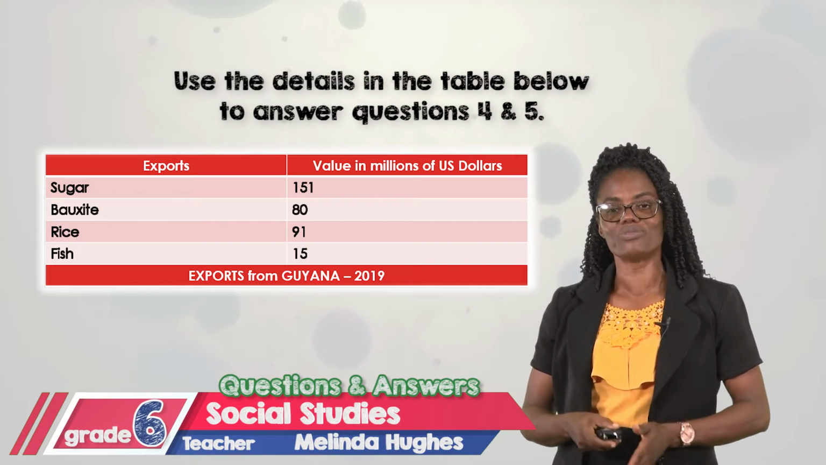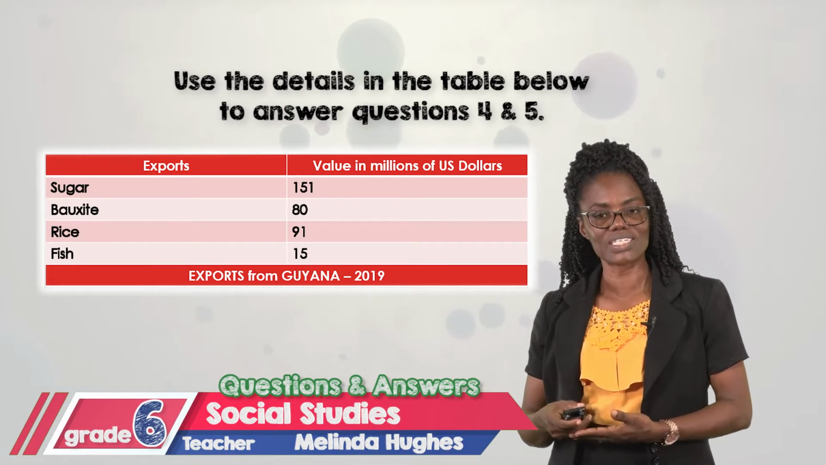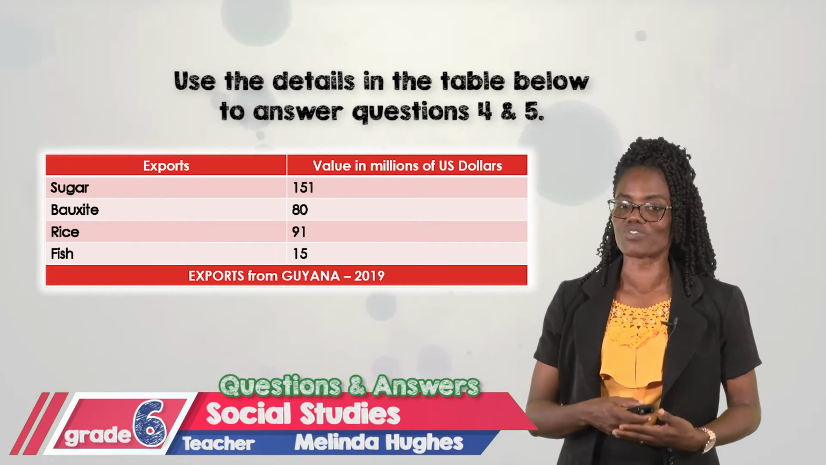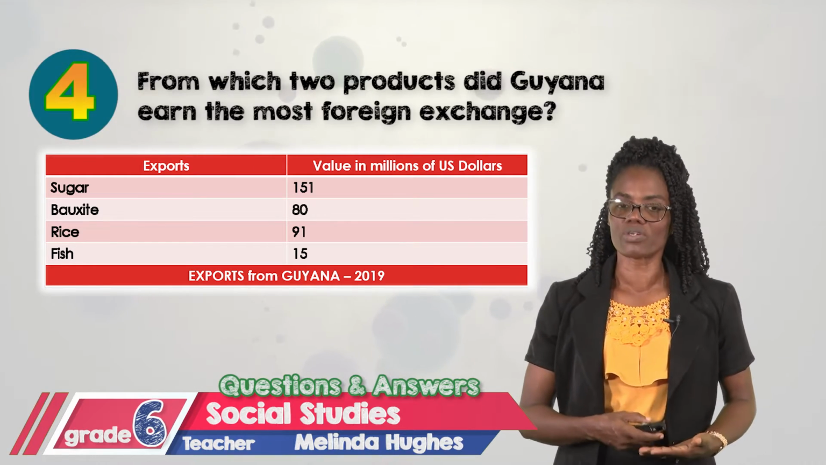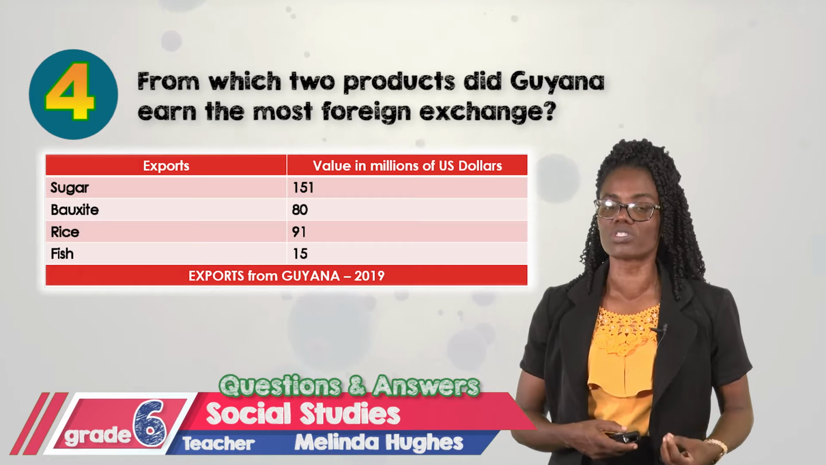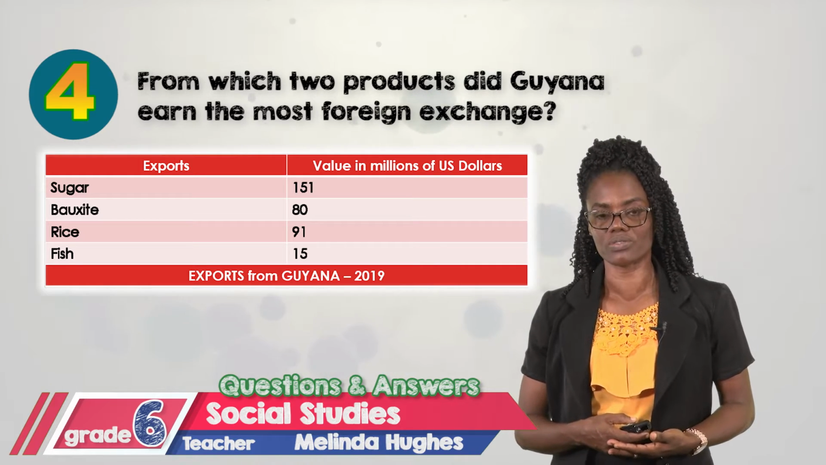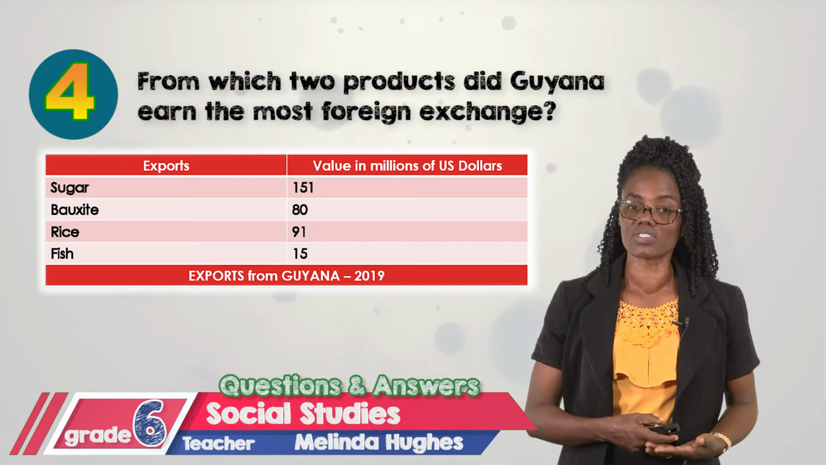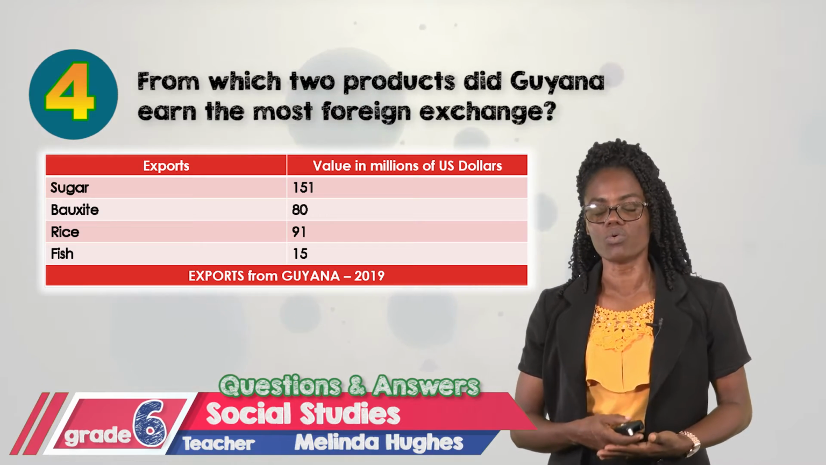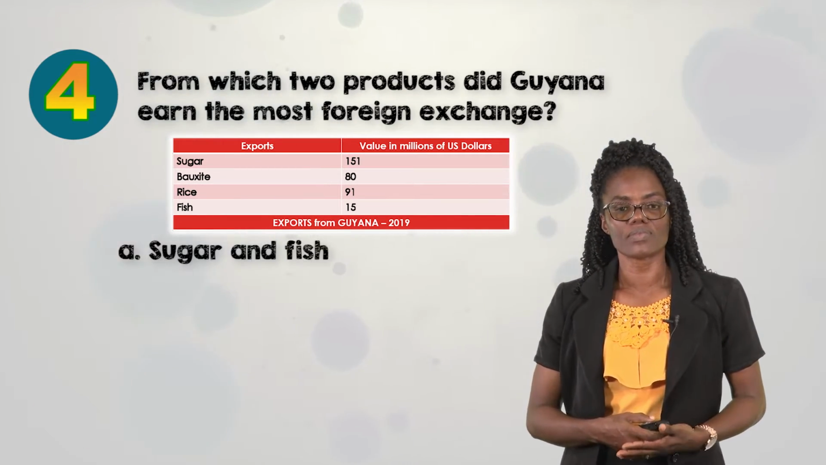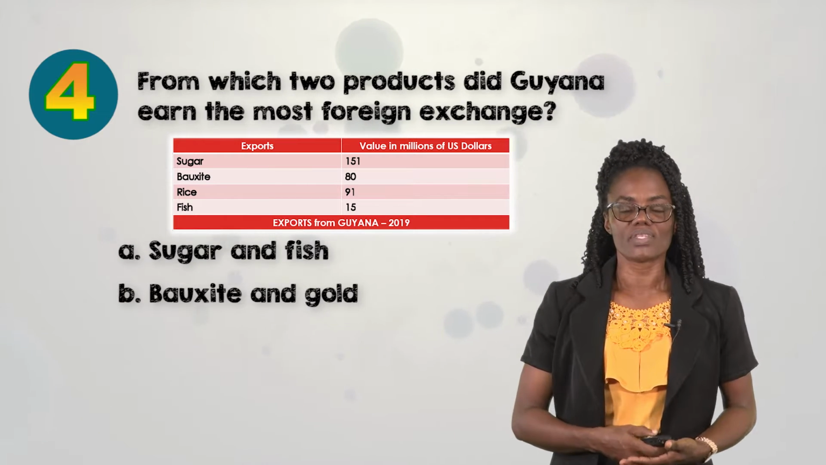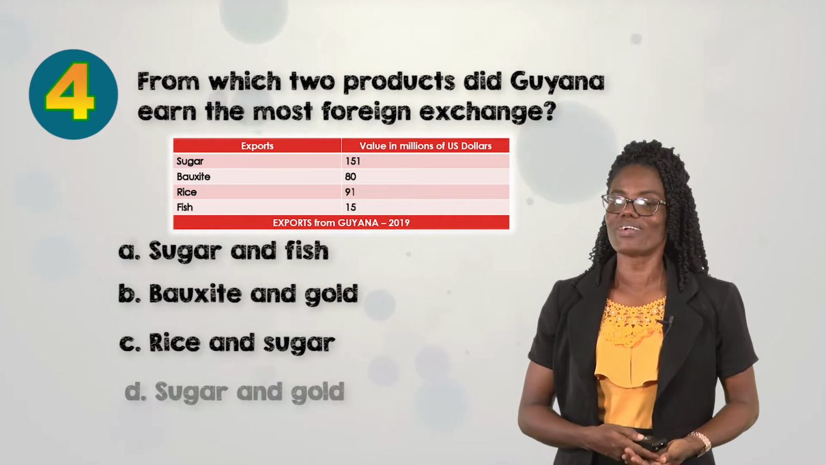Exports, value in millions of dollars, and it says exports from Guyana in 2019. From which two products did Guyana earn the most foreign exchange? A, B, C, or D?